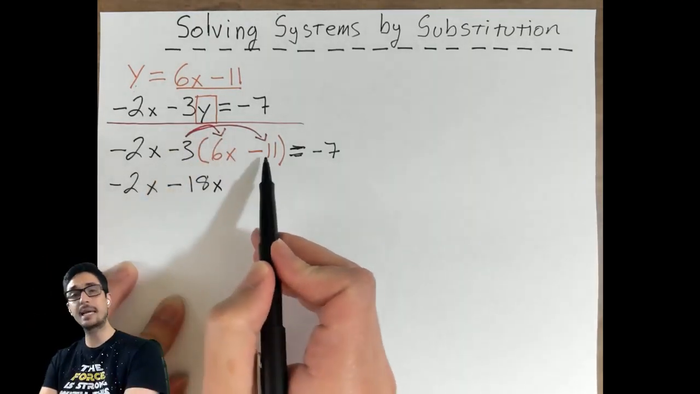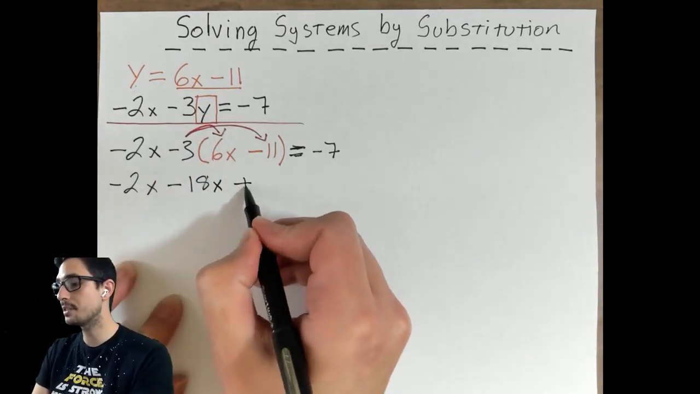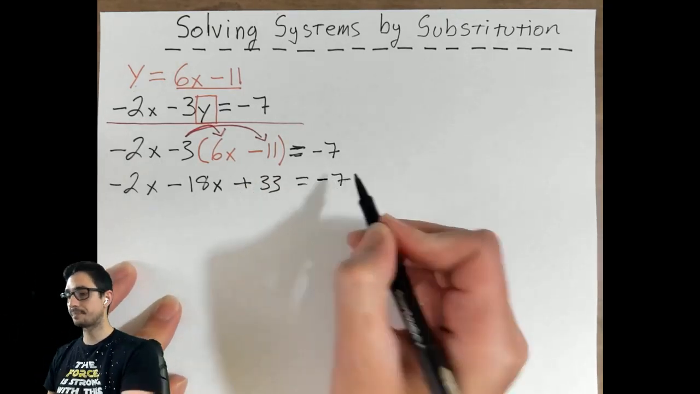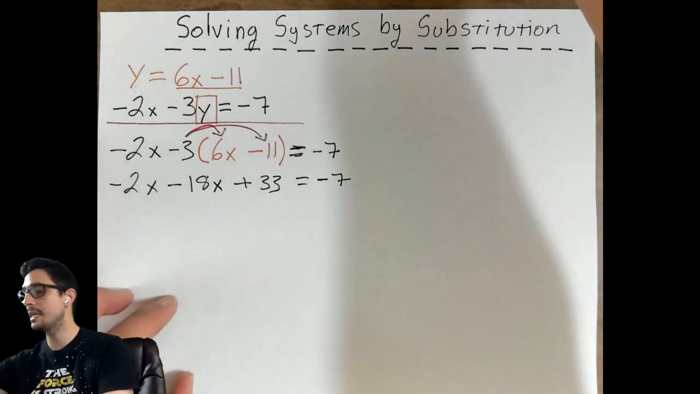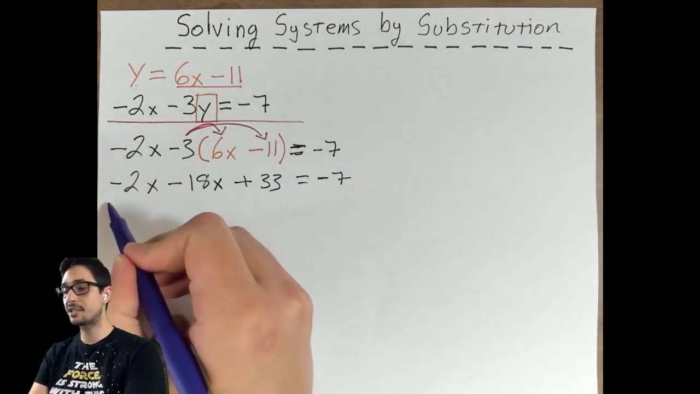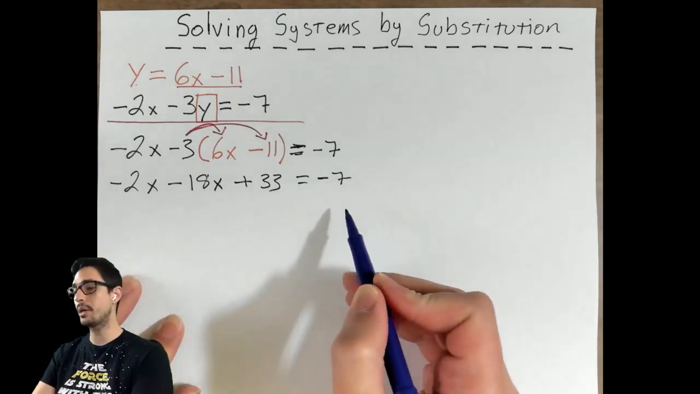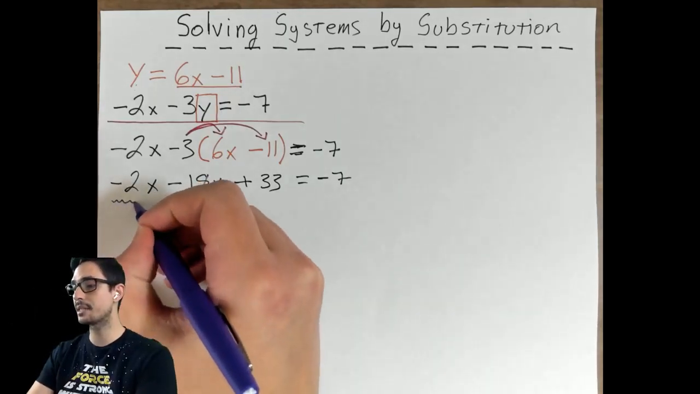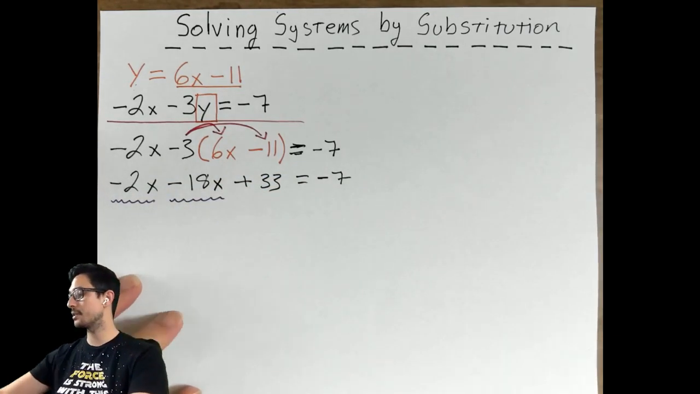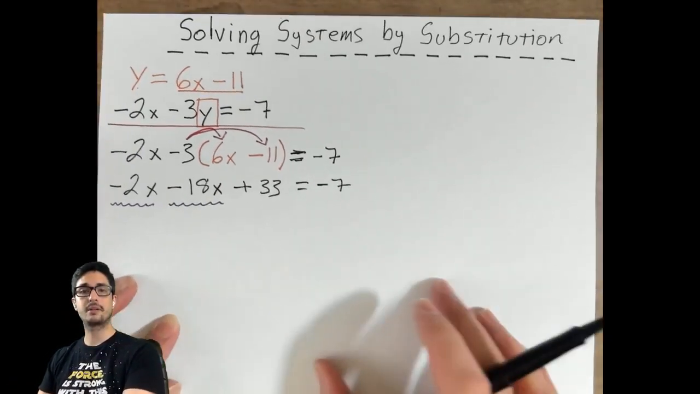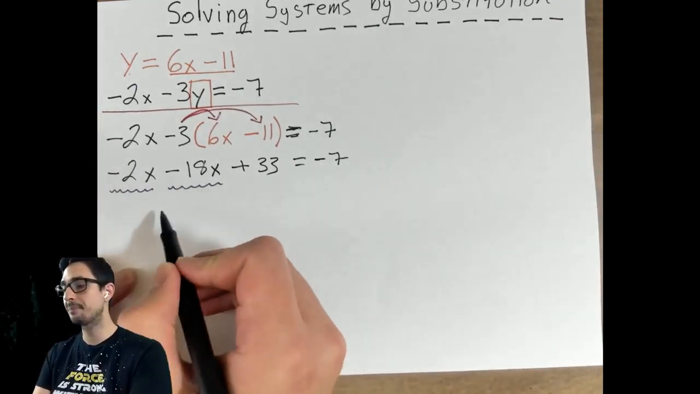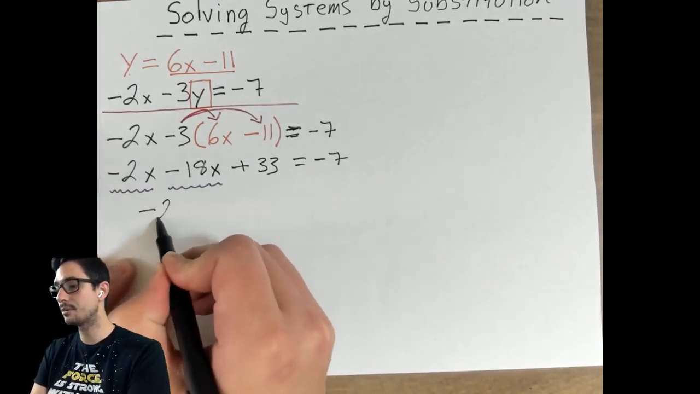Negative 3 times a negative 11, that's a positive 33 equals a negative 7. And now what I can see is this. I actually have like terms in this equation. So this negative 2x and this negative 18x, I can combine those. So when I combine those, negative 2 minus 18, this is negative 20x.